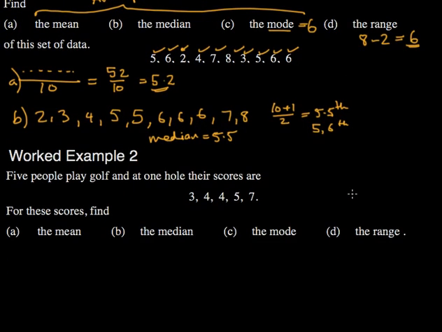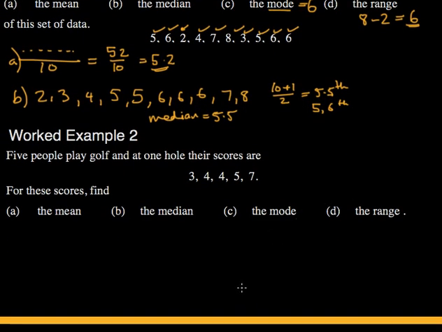Now the next worked example, before we can start the exercises, is quite similar. So to find the mean here, I'd have to add all the numbers up and then divide it by the number of terms that there are. So if I add all these together, I find that it's 23, and there are 5 terms. So dividing that by 5, I get 4.6. So that is A done.